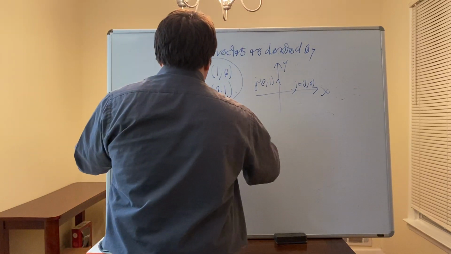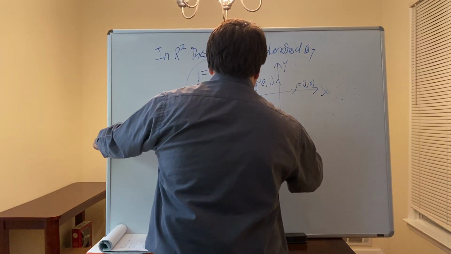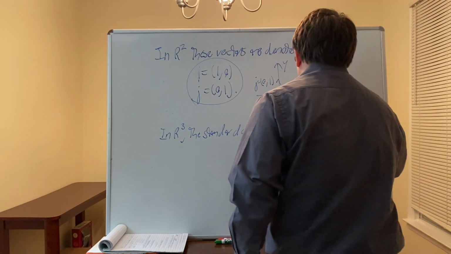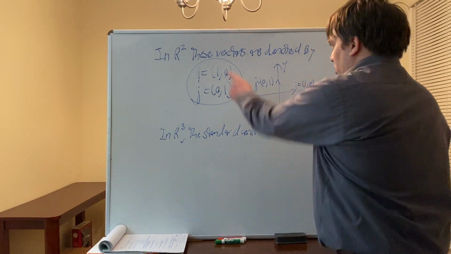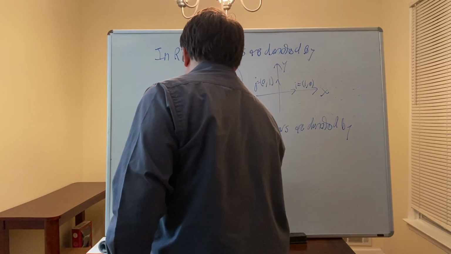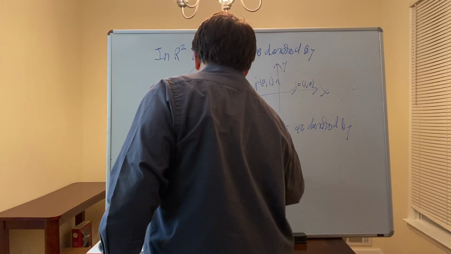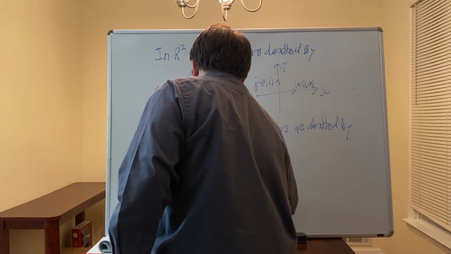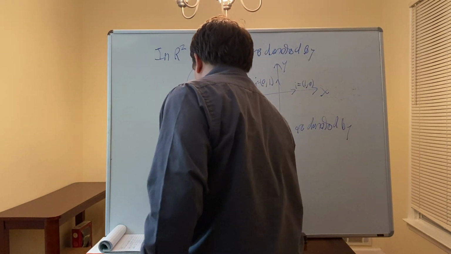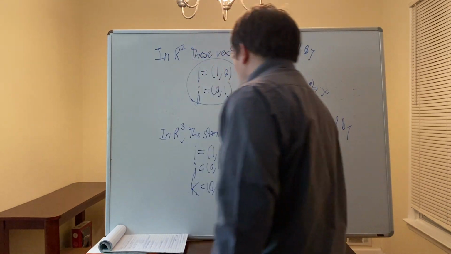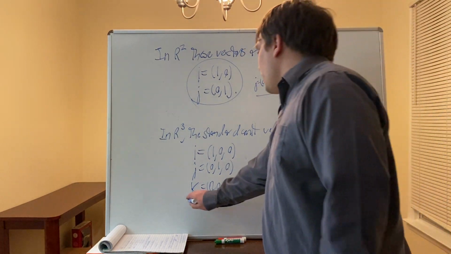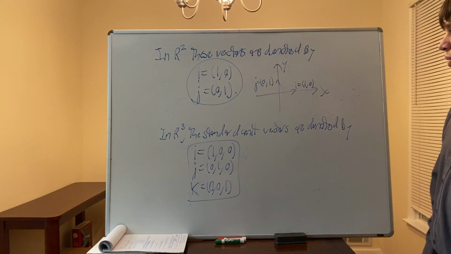In R3, the standard unit vectors are denoted by i, which is 1, 0, 0, j, which is 0, 1, 0, and k, which is 0, 0, 1. Okay, and so here k is that. And so now these three vectors are the standard unit vectors in R3.